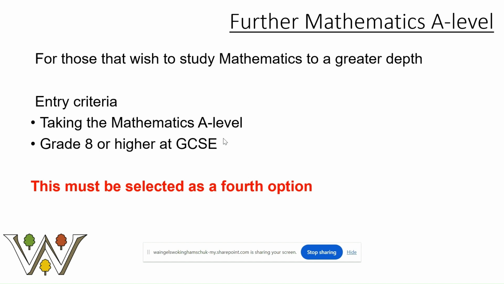For those students who want to study maths at a greater depth, we also offer the A-Level Further Maths course. Now, to take this course, you have to be taking the Maths A-Level course already. You require a grade 8 or higher at GCSE, and this is a 4th option. So you have to have chosen 3 other subjects, including the Maths A-Level, to be able to take this course.